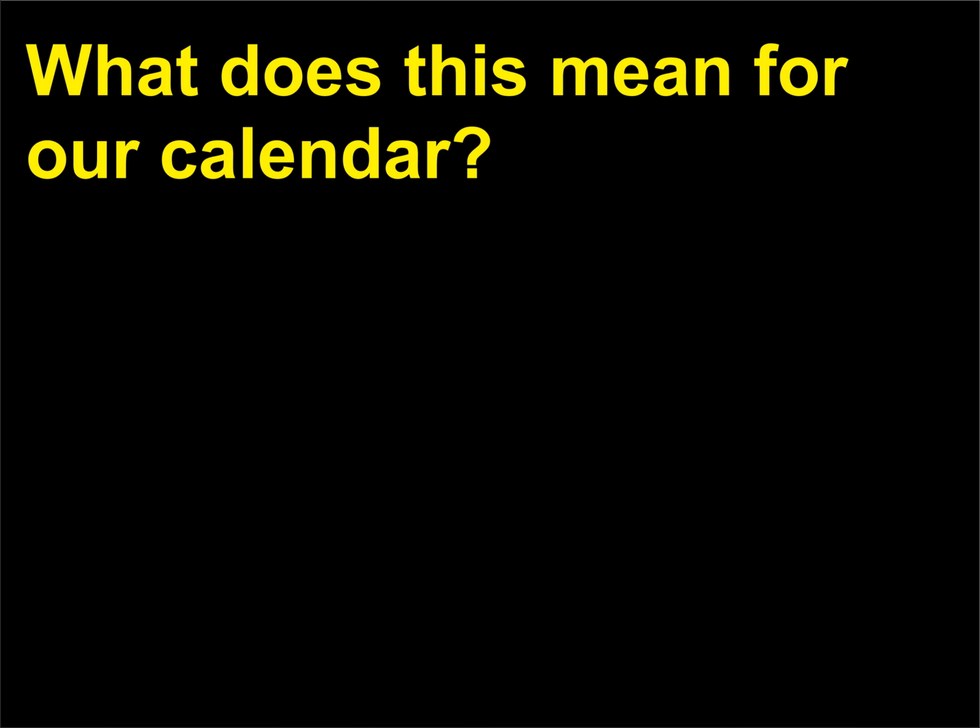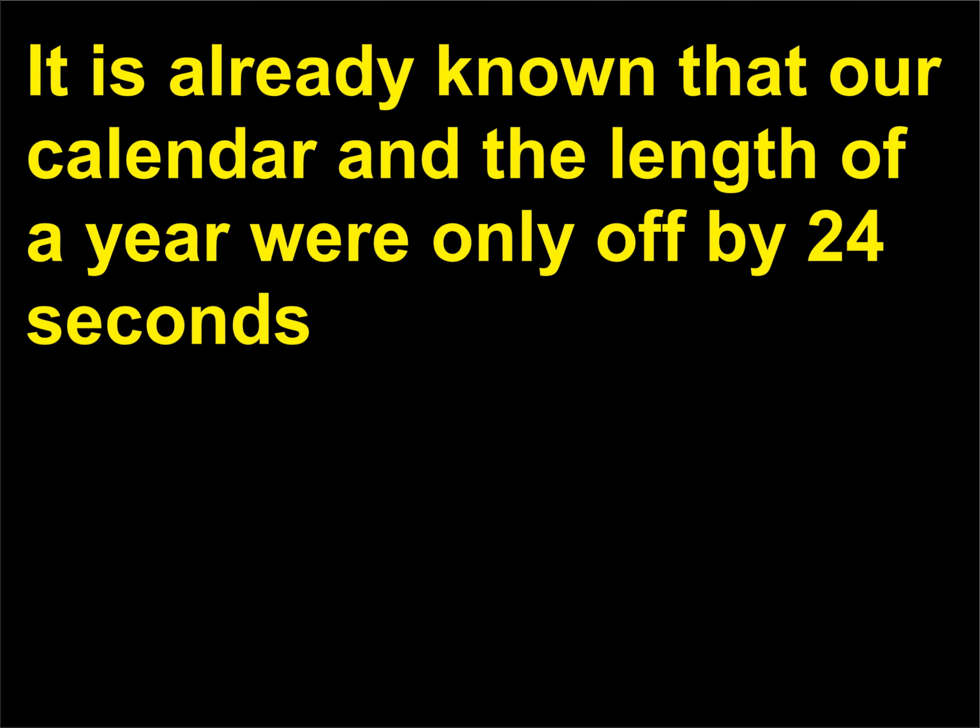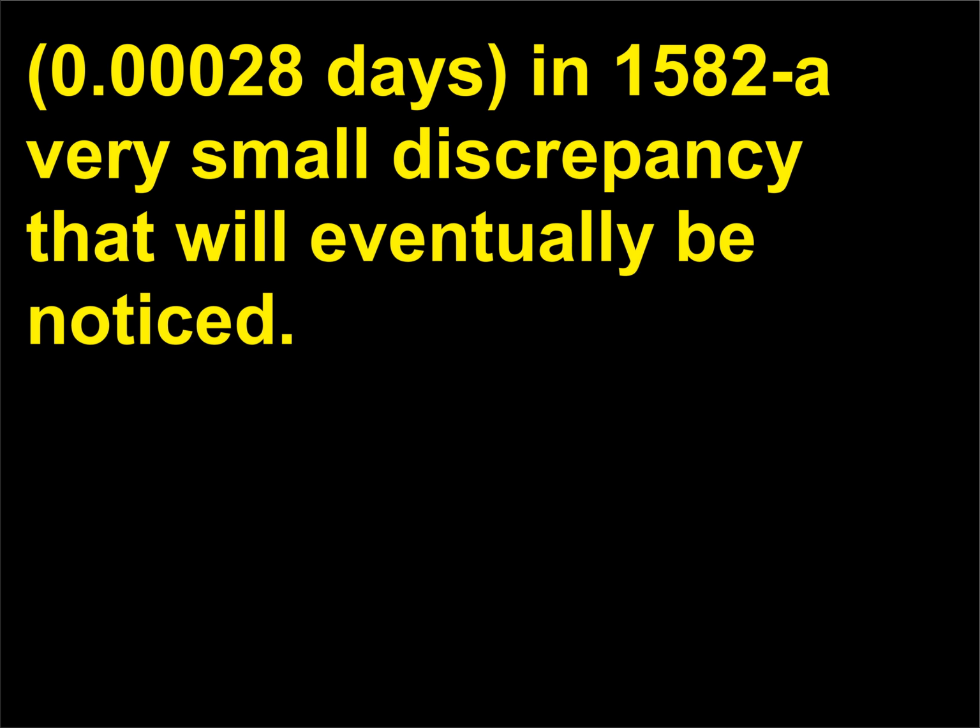What does this mean for our calendar? It is already known that our calendar and the length of a year were only off by 24 seconds, 0.00028 days, in 1582, a very small discrepancy that will eventually be noticed.